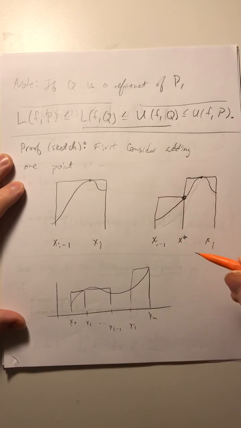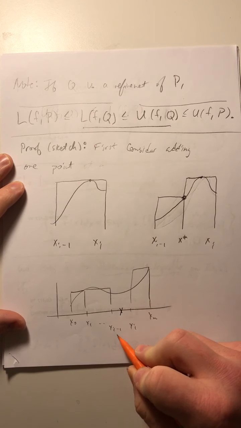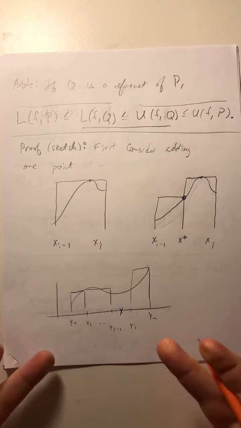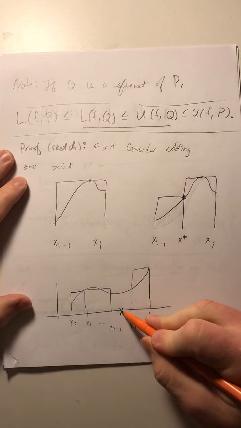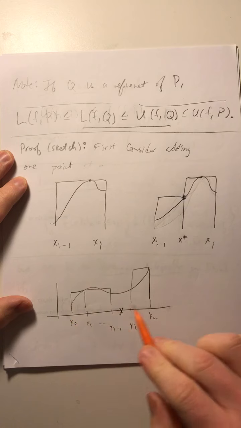Right. So let's say I add a new point, and my new point is in between x_{i-1} and x_i. It has to be between two of the points, right? So it's going to be in between two of the existing points. It doesn't really matter which two. And so if I think about, okay, now I'm going to take the upper sum for the new partition.